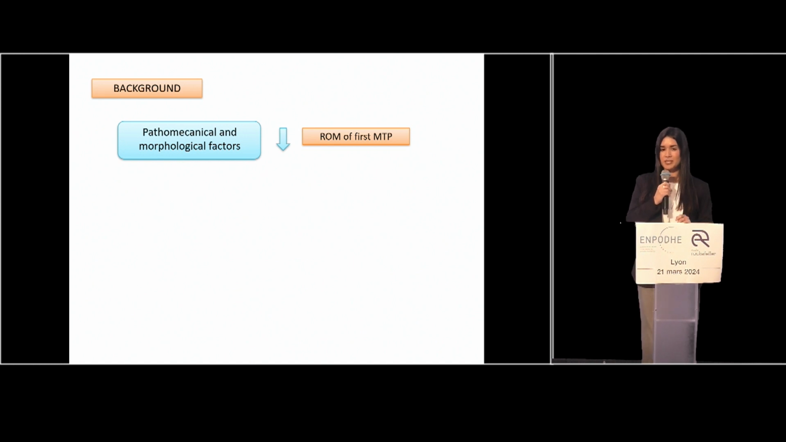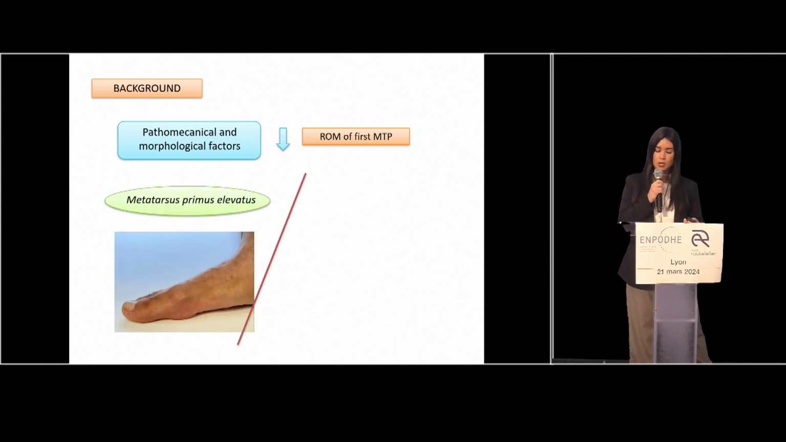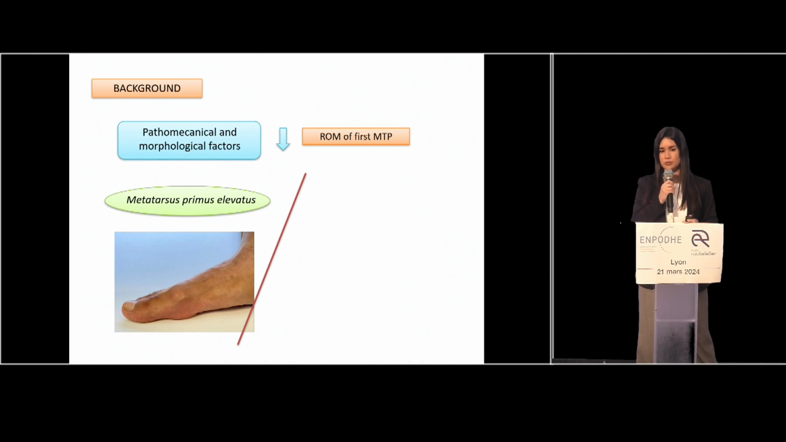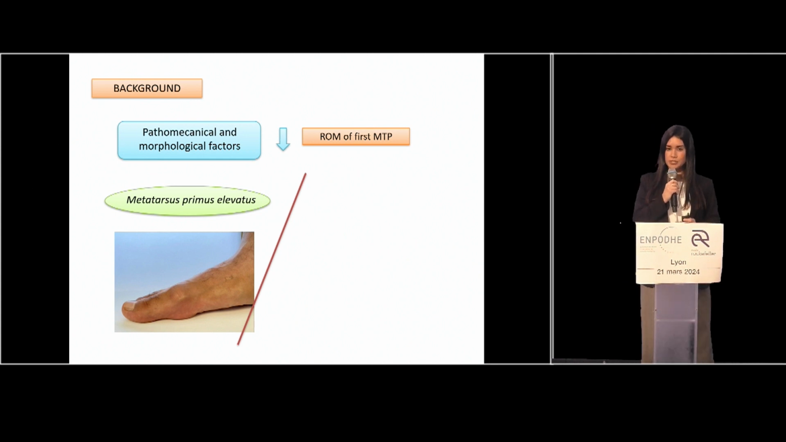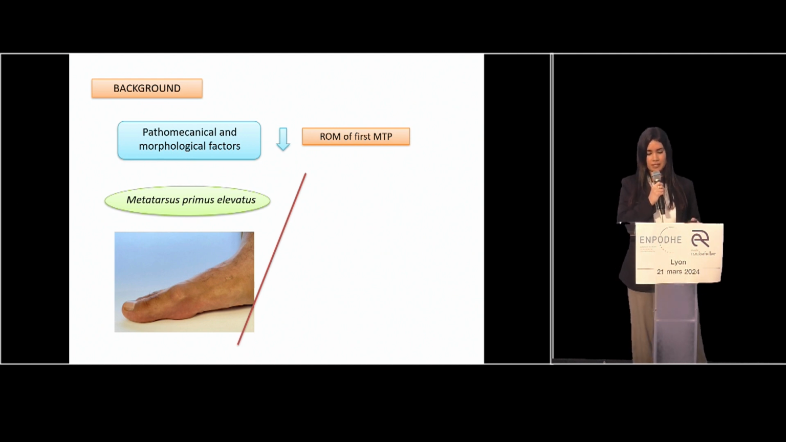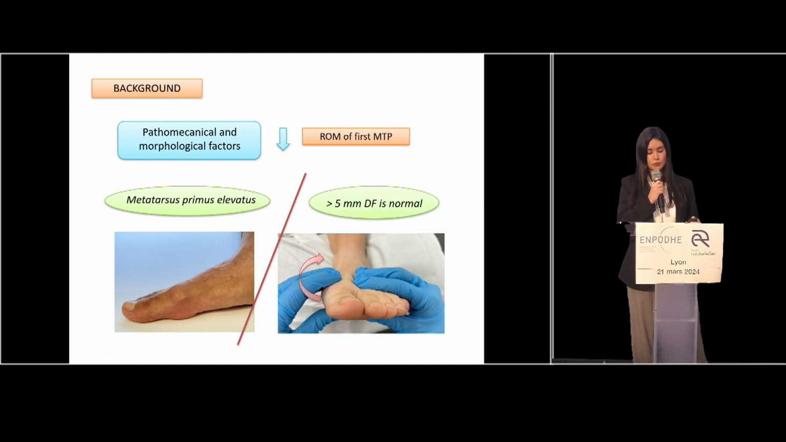There are several pathomechanical and morphological factors that decrease this range of motion. Some authors mention that the main cause of Hallux limitus is the metatarsus primus elevatus. And there are others who say that an elevation higher than 5 millimeters appears in 2/3 of normal feet, so it's not a pathological entity and it's not correlated with the articular affectation.